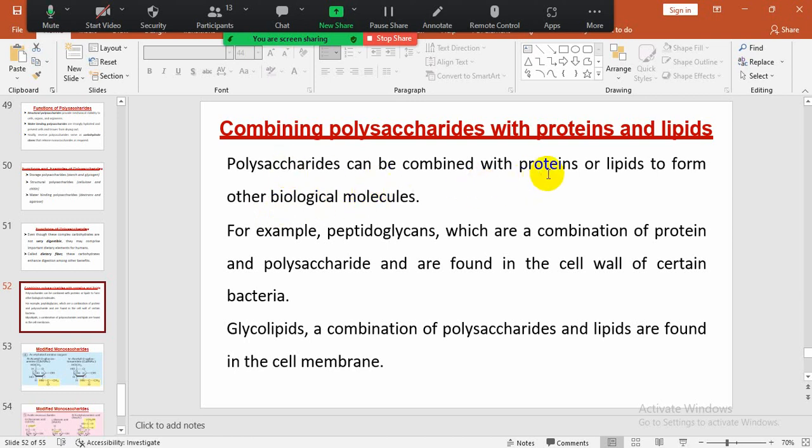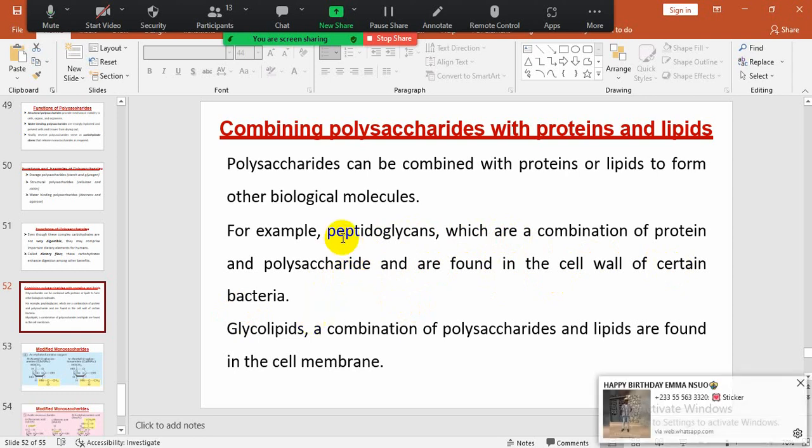Polysaccharides can be combined with proteins or lipids to form other biological molecules. For example, peptidoglycans are found in cell walls of bacterial cells. Gram-negative bacterial cells, they have what? Peptidoglycan chains, which are a combination of proteins and polysaccharides, and are found in the cell wall of certain bacteria.